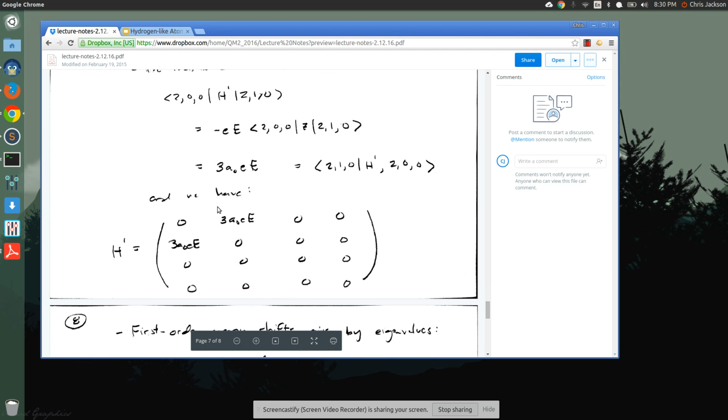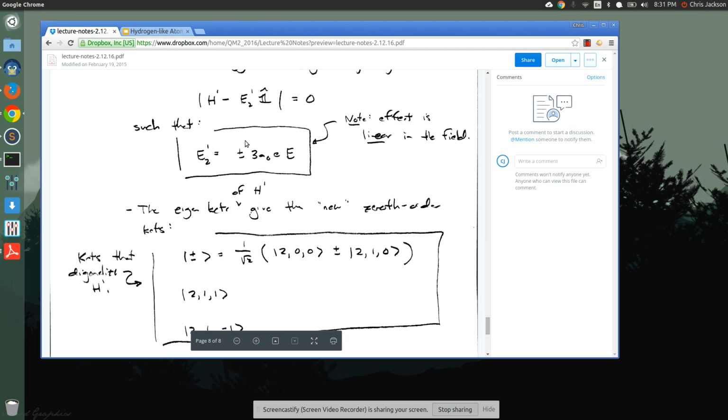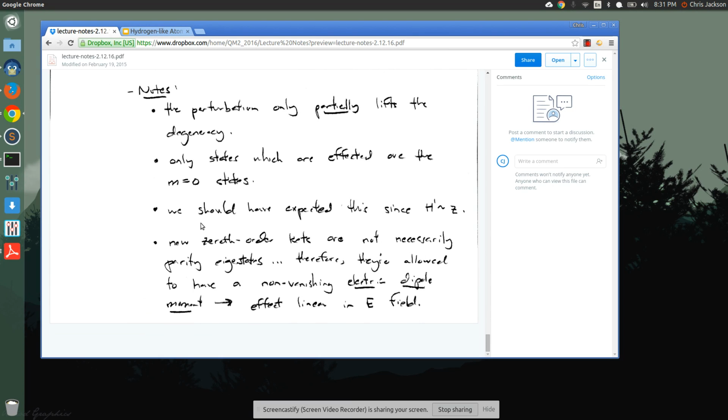All right, so we did this for the first excited state, and we ended up finding that we didn't fully lift the degeneracy, so we have two energy corrections. We found that two of the states remain the same, whereas the other two get mixed. And that was it.